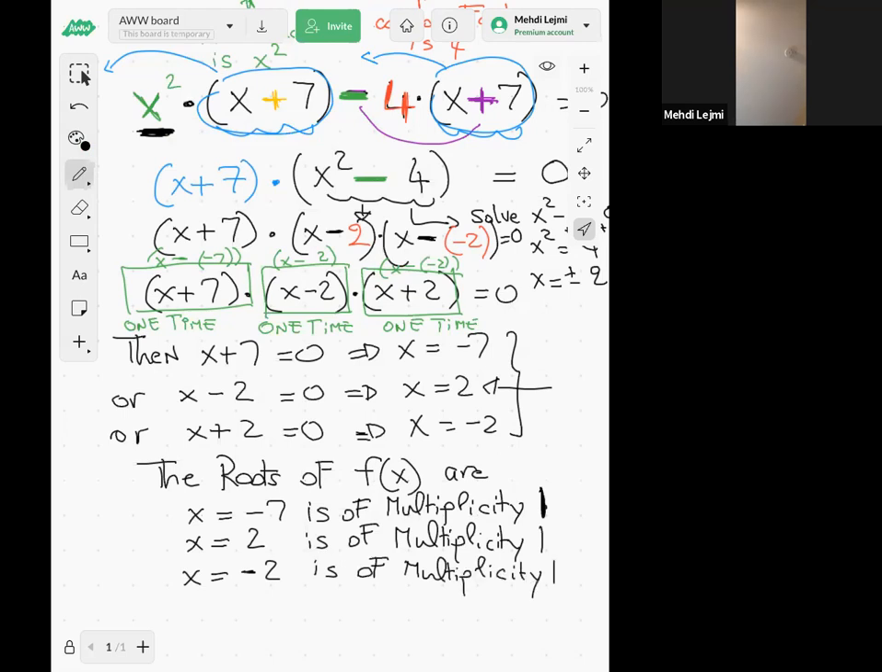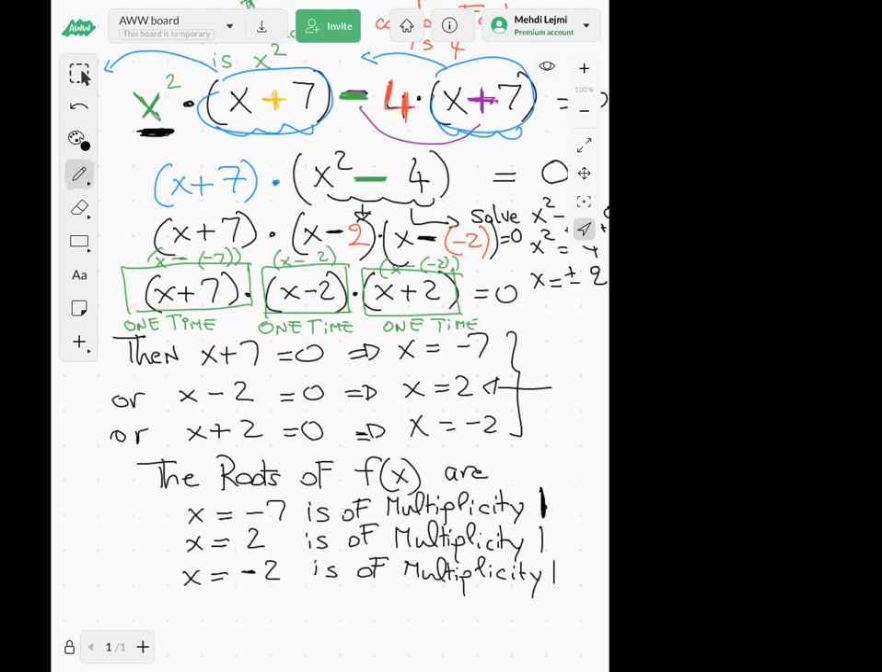All right. Any question, guys, about the multiplicity? So we have to factor. So the idea is, yes, go ahead.